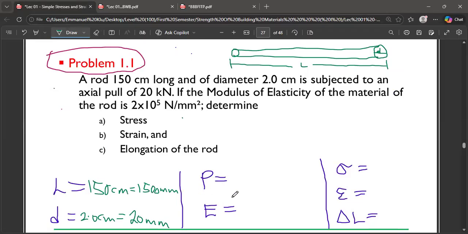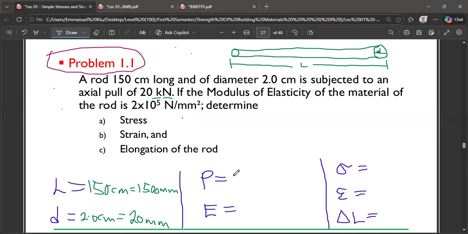To an axial pull of 20 kilonewton. So that is the P over here. And the P is our force. I told you force is measured in Newton. And the K is a prefix. To avoid writing so many zeros, that is why the K was put over there. It's a language of physics. It makes life much easier.